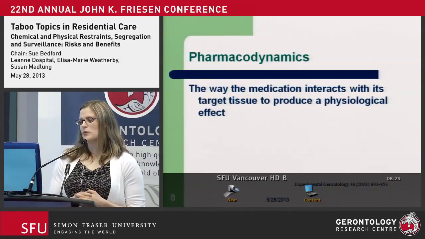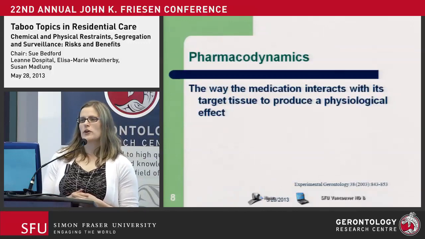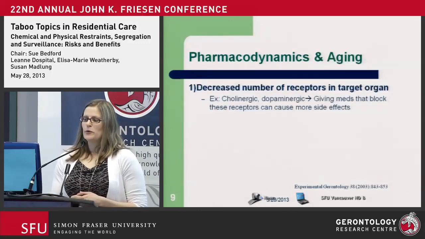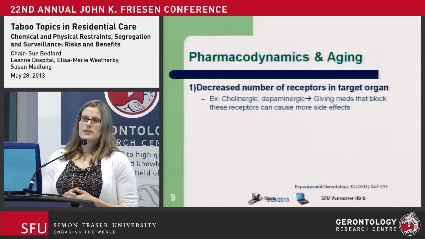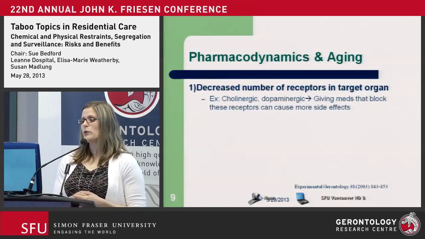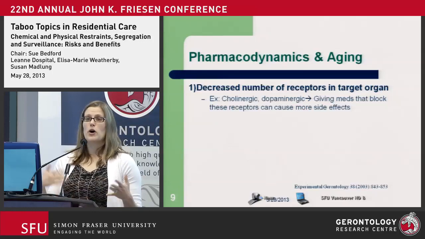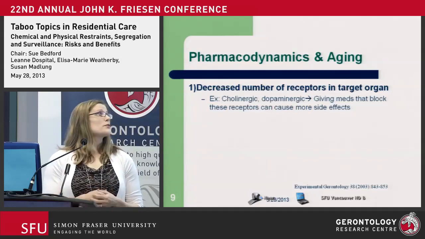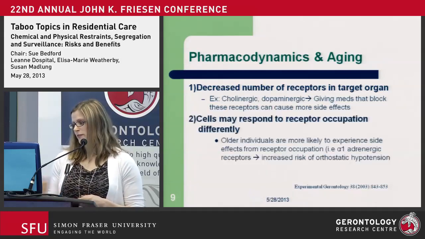Pharmacodynamics basically is the way that medication interacts with its target tissue to produce the physiological effect. When you get older, there's a decreased number of receptors in various target organs. So when you're giving drugs that block certain receptors, like the cholinergic drugs or block dopamine, for example, you get a tendency to have more side effects. So the patients have more risk for side effects.